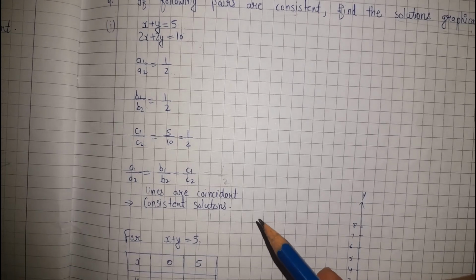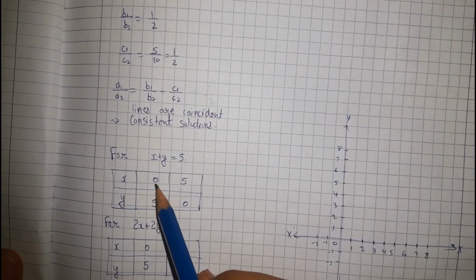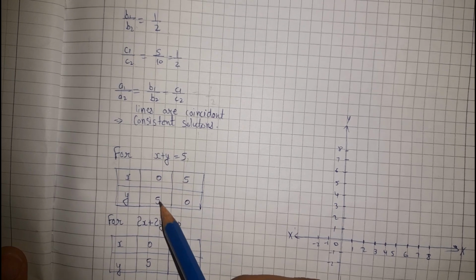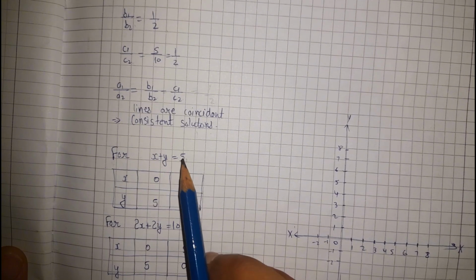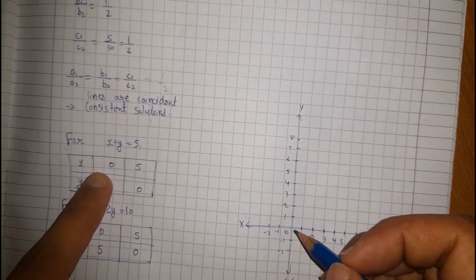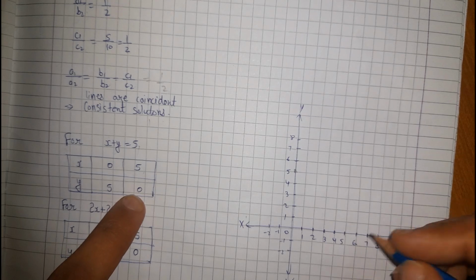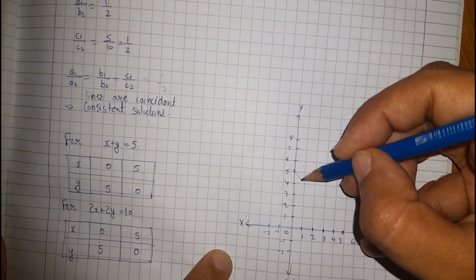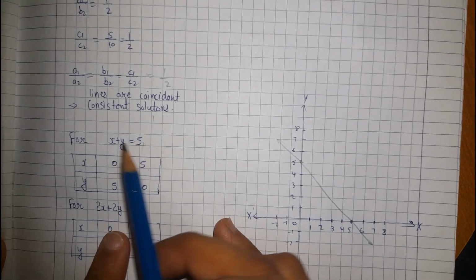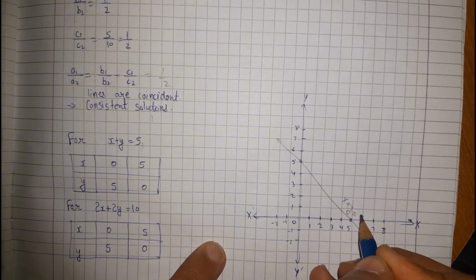Now solving graphically, for the first equation, x plus y is equal to 5. Putting x equal to 0, y is equal to 5. And when y is 0, x is equal to 5. So plot it on a graph. When x is 0, y is equal to 5, and when y is 0, x is equal to 5. Joining these 2 points, we have x plus y is equal to 5.